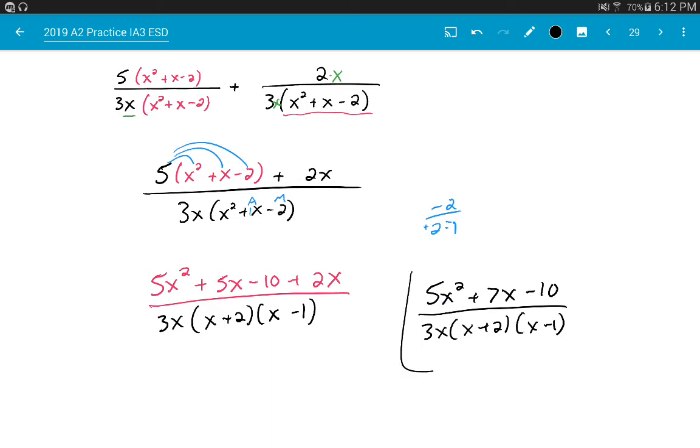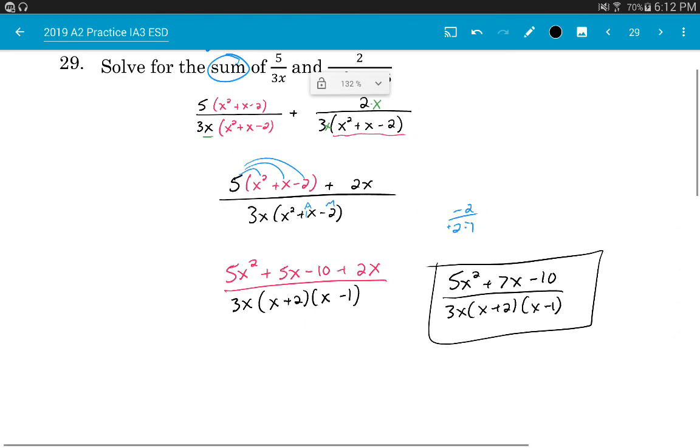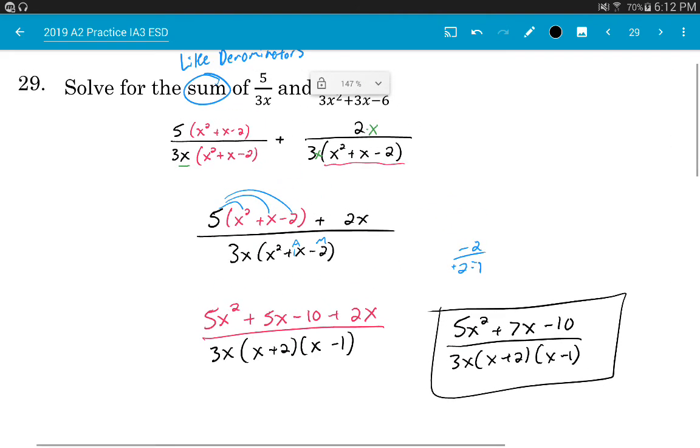Nothing crosses out or anything. This is going to be my final answer. As ugly as it looks, that's as simple as it's going to get. They are combined. We have added them. The goal has been met.